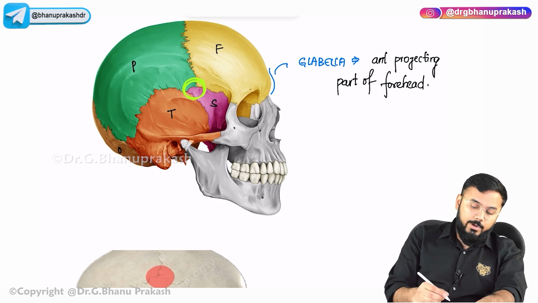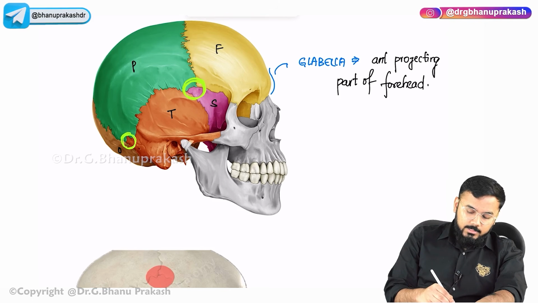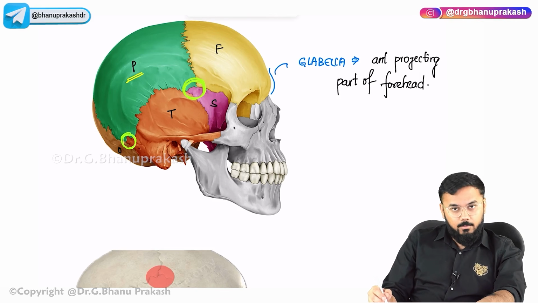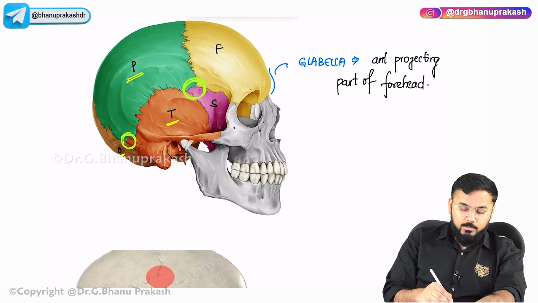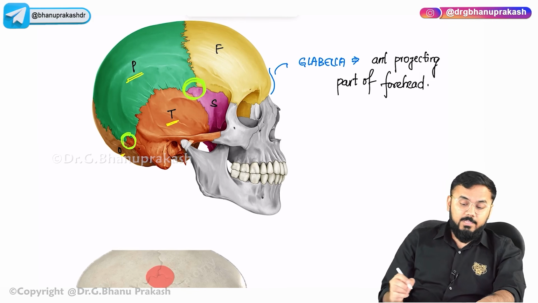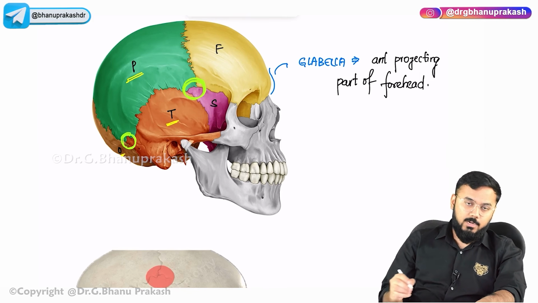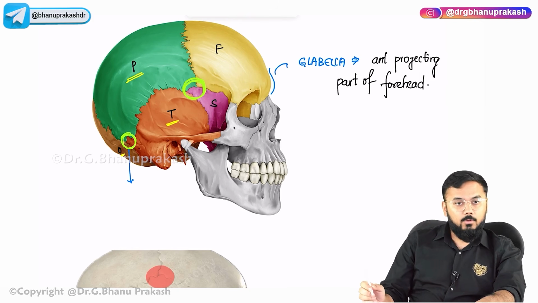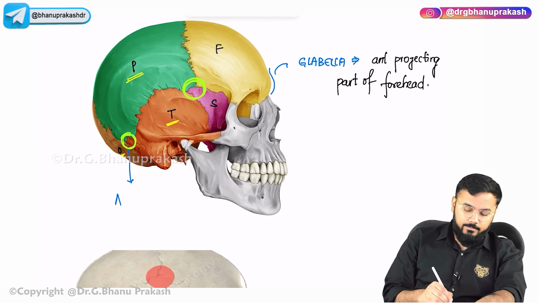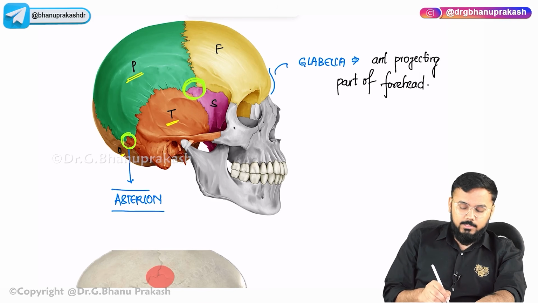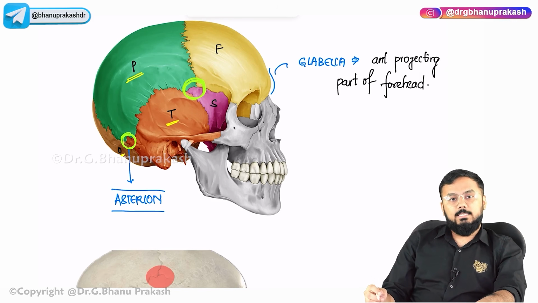Now you see a point over here. This is a point where your parietal bone, your temporal bone, and occipital bone, all of them are fusing. This point over here is called asterion.